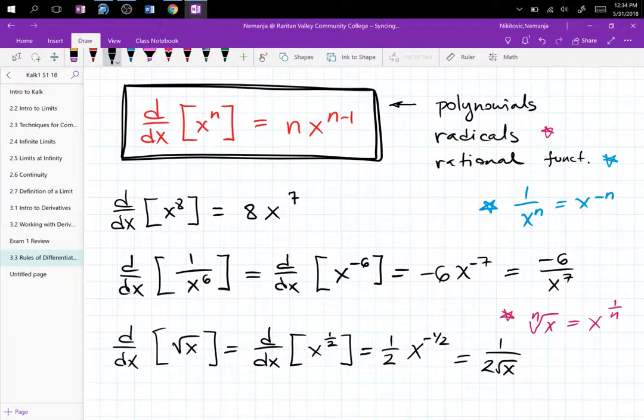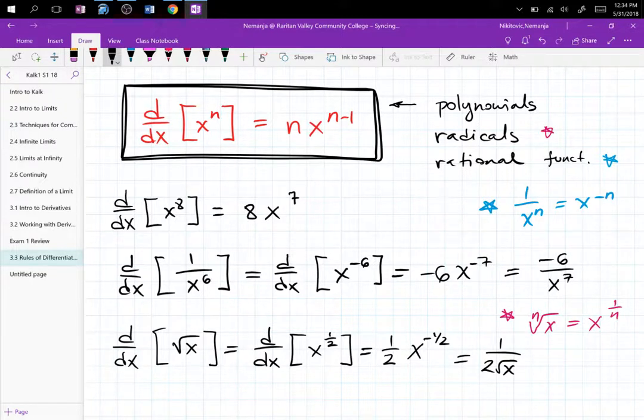If you flip a few pages back, right, to 3.1, I worked this out using the long limit method. It took half a page. Now it takes 2 steps because of the shortcut formula we learned. So as you can see, this one rule addresses a lot of stuff. You can take derivatives of polynomials, you can take derivatives of rational functions and of radical functions.